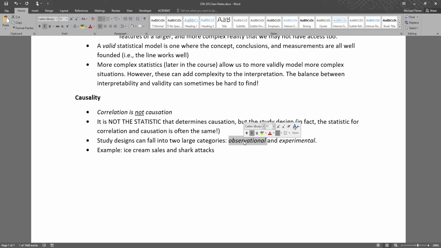Do shark attacks cause ice cream sales? After an individual witnesses a shark attack, does everybody just say, man, I've got a hankering for ice cream right now? Well, no, that's probably not true either. It could be the case that some underlying variable causes them both. Let's consider a variable like season of the year, where in winter we may not have very many ice cream sales and we may not have very many shark attacks. And in the summer, we may have lots of ice cream sales and lots of shark attacks.